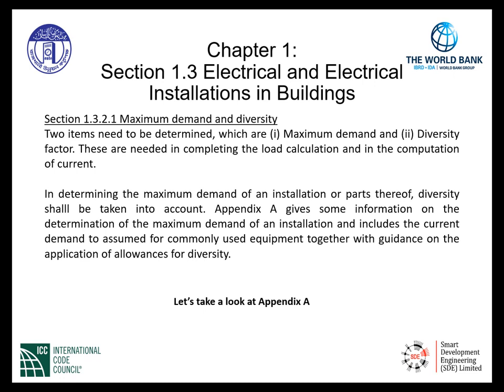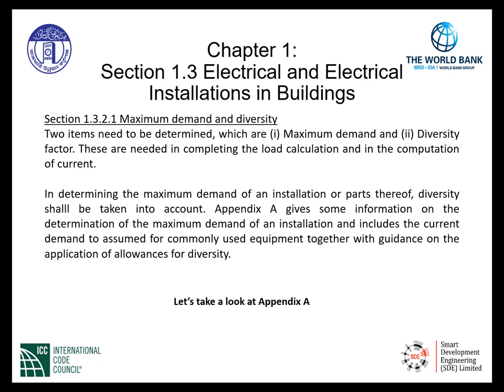Maximum demand and diversity is covered in section 1.3.2.1. 2 items need to be determined, which are 1, maximum demand, and 2, diversity factor. These are needed in completing the load calculation and in the computation of current. In determining the maximum demand of an installation or parts thereof, diversity shall be taken into account. Appendix A gives some information on the determination of the maximum demand of an installation and includes the current demand to be assumed for commonly used equipment together with guidance on the application of allowances for diversity.